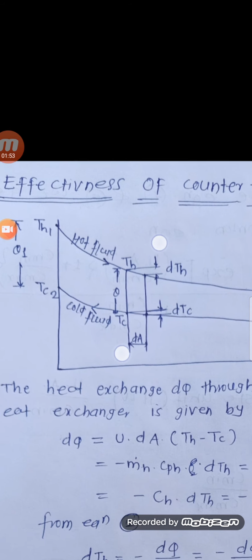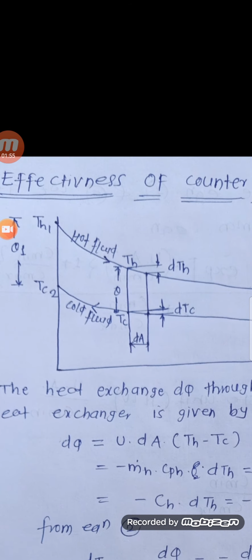In this, we have to consider a small area. So this area is nothing but a small area. And what is the temperature difference? For this small area, the temperature of the hot fluid is TH and the temperature of the cold fluid is TC. Along the x direction, what will happen? The temperature of the hot fluid reduces by dTH, which is the temperature difference for the hot fluid over that particular small area.